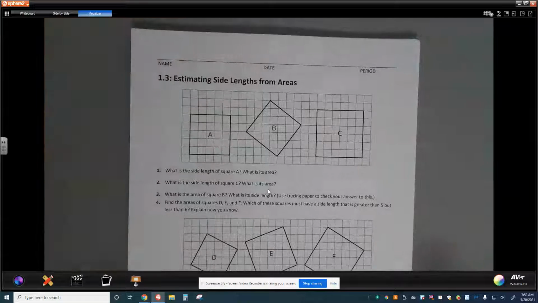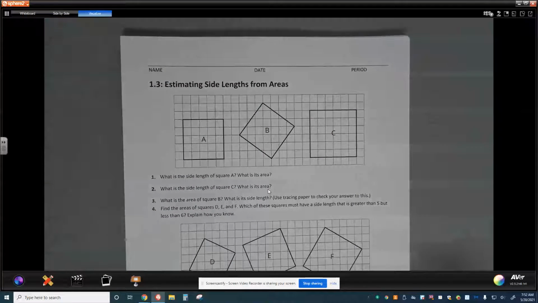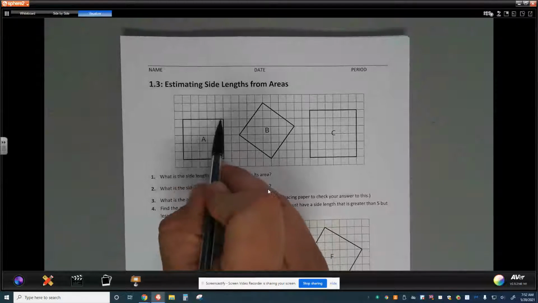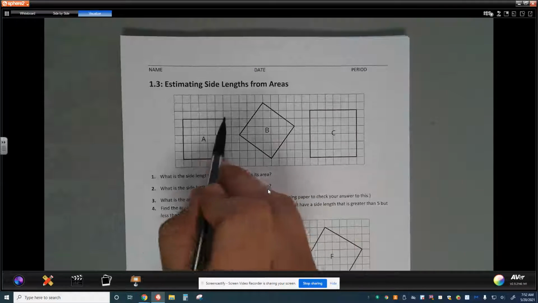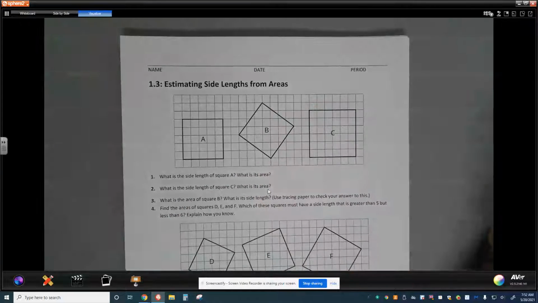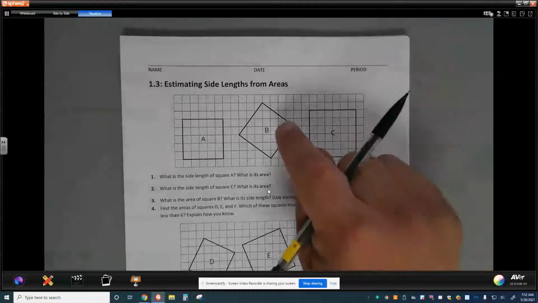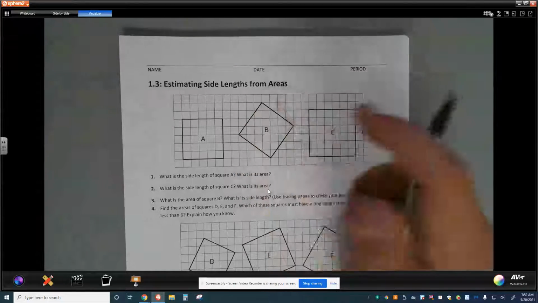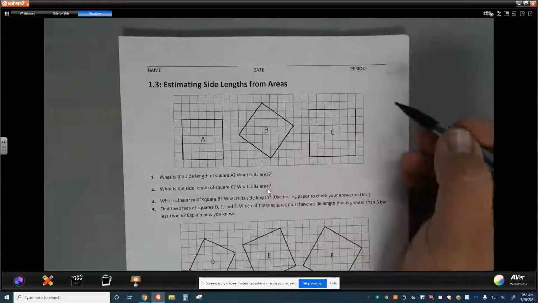1.3, estimating side lengths from areas. We can work on that same type of piece just by estimating side lengths by looking at the length of it. If we have a horizontal length or a vertical length on a grid, it's pretty easy. But when we get to ones that have a length that is diagonal, it makes it a little bit harder.